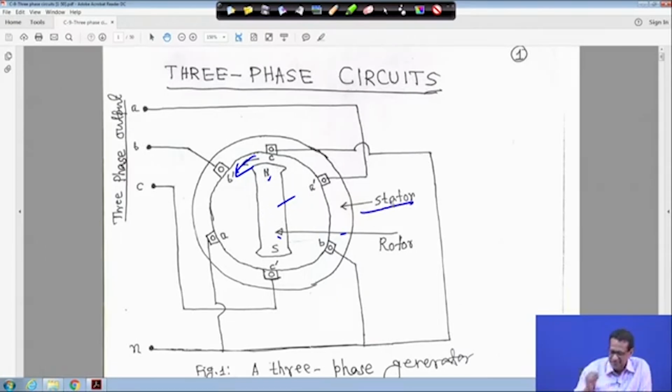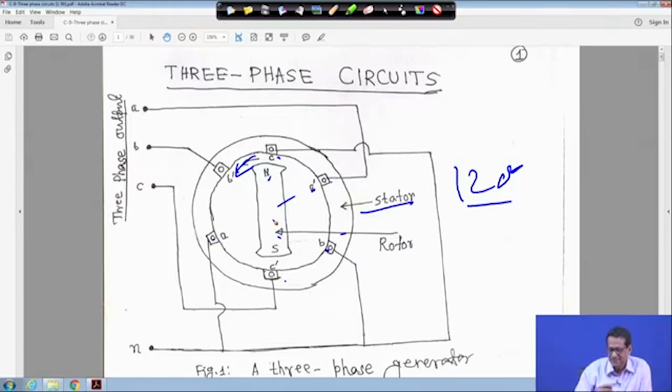So generally, suppose this is conductor A, and if you take a page, if current is entering into this, then at A dash it is leaving. Similarly for B and B dash, and similarly for C and C dash, right? So physically these windings are 120 degree apart, so total is 360 degree. Similarly A dash, B dash, and C dash are physically 120 degree apart, right?